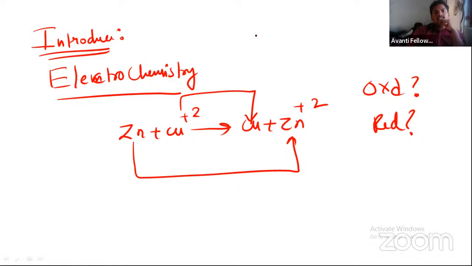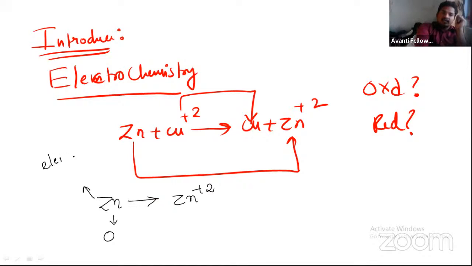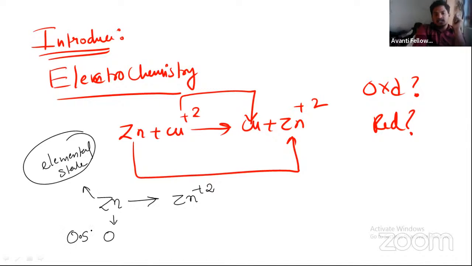My dear YouTube friends, are you aware of it? If you are aware of it, please do tell me in the chat box. Exactly. So now you can see here, zinc is going to become Zn+2. So here the oxidation state of zinc is 0. Remember, when it is in elemental state, we call the oxidation state 0.